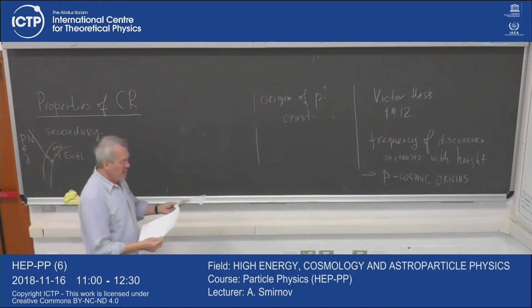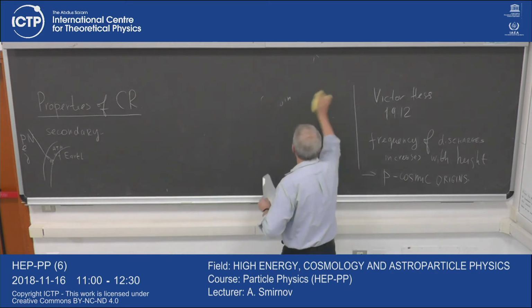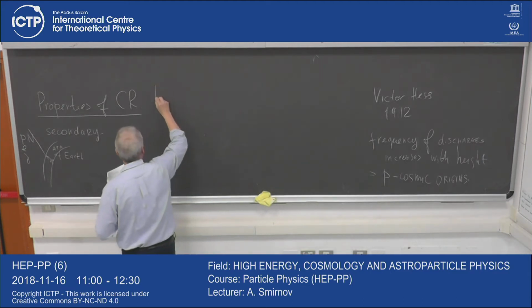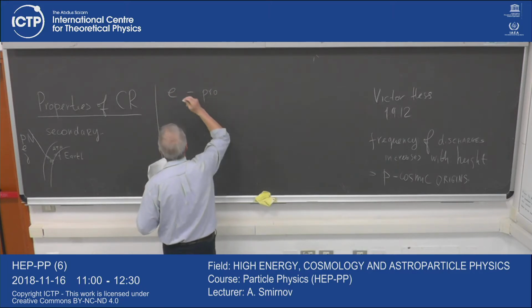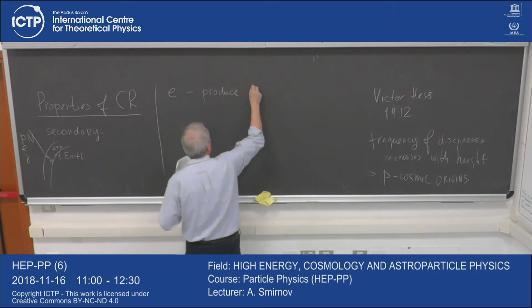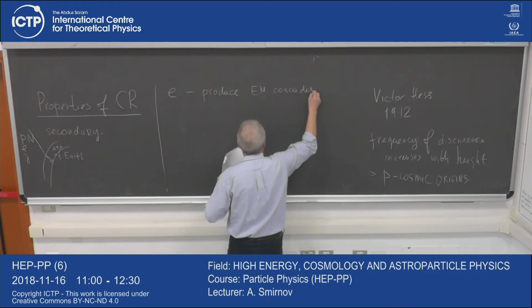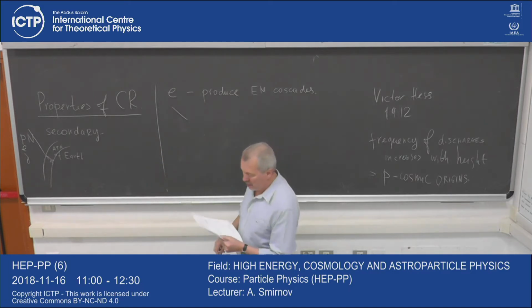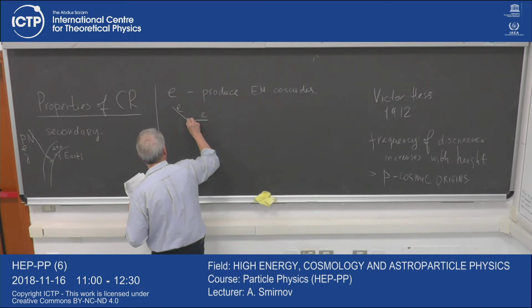So what these particles produce depends on the nature of the particle. Electrons and gammas produce electromagnetic cascades. Primary electrons produce electromagnetic cascades. So what is this? You have an electron, which in the field of nuclei, as we discussed before, radiates, right? So the electron, in the field of nuclei, produces a gamma.